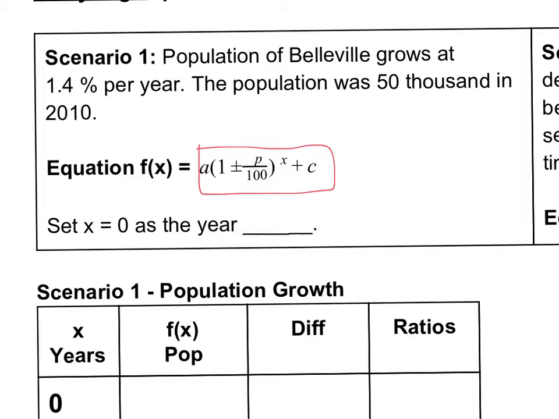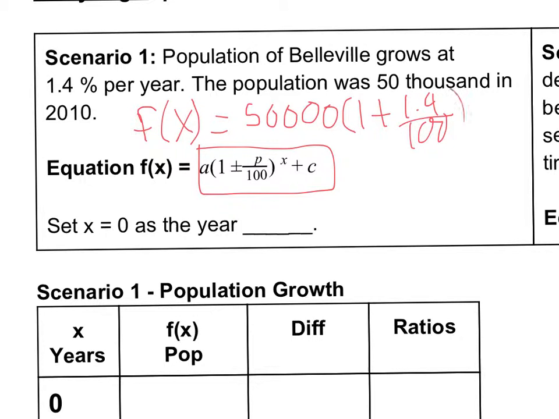In this question, we're going to have f at x equals 50,000 times 1 plus, because it's growth, 1.4%, which is represented as 1.4 divided by 100, to the exponent of x. And there is no horizontal asymptote in this case. It's just how many people, and there's growth with respect to the whole population.